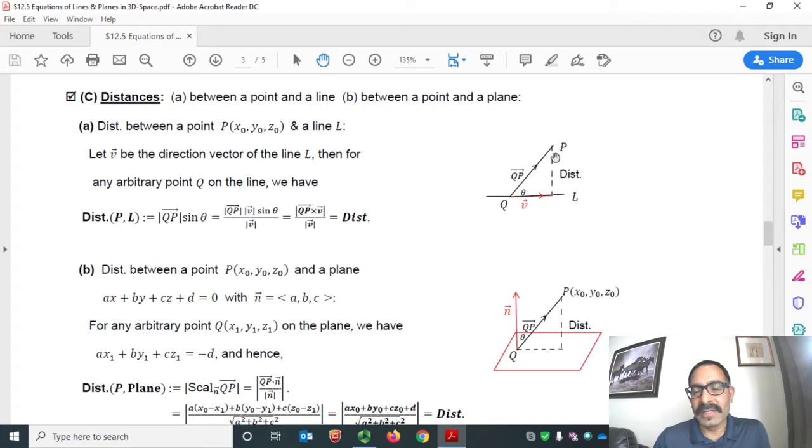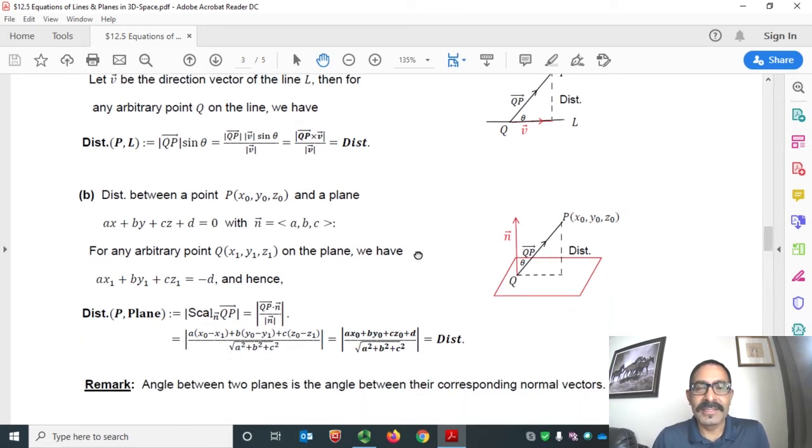So here in this triangle, this is the distance. This distance is simply the magnitude of QP times sine of theta. And the next step, let's divide by this direction vector, vector v over vector v. Then the numerator is simply the magnitude of the cross product QP cross v, over the magnitude of v as it is. Now this is the distance. So the distance equals the QP vector crossed with vector v, take the magnitude, and divide by the magnitude of v.